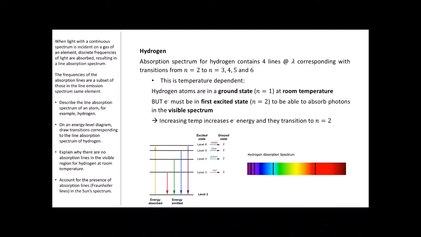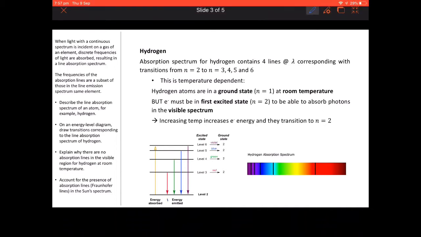So now we're going to look specifically at hydrogen. For hydrogen, the absorption spectrum contains 4 lines at wavelengths corresponding with transitions from the second energy level for electrons, so n=2, to n=3, 4, 5 and 6. So from energy level 3 to 2, energy level 4 to 2, energy level 5 to 2 and energy level 6 to 2. And that is indicated in this diagram here.